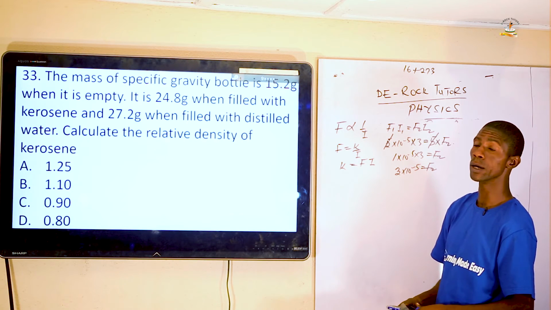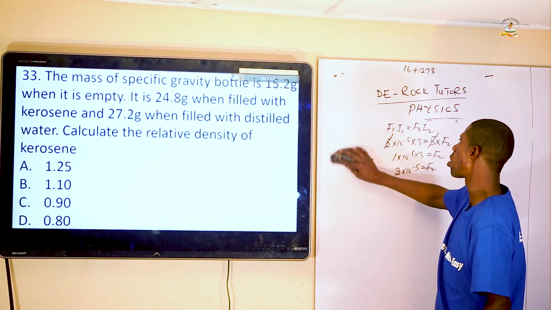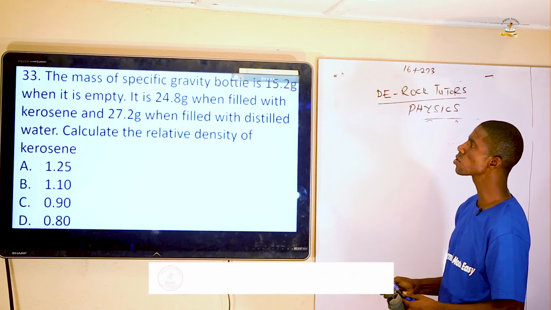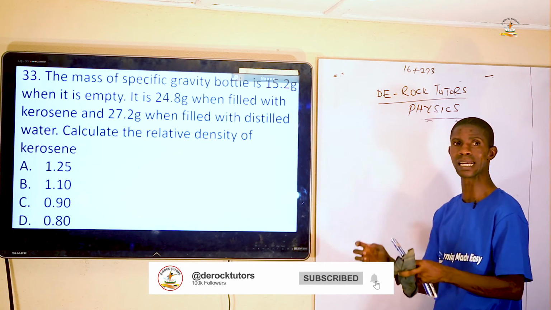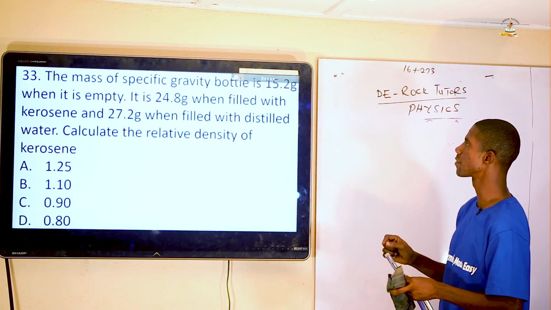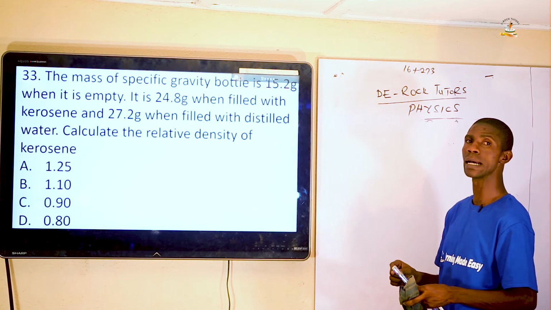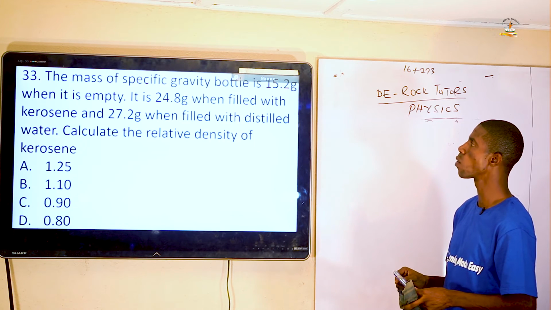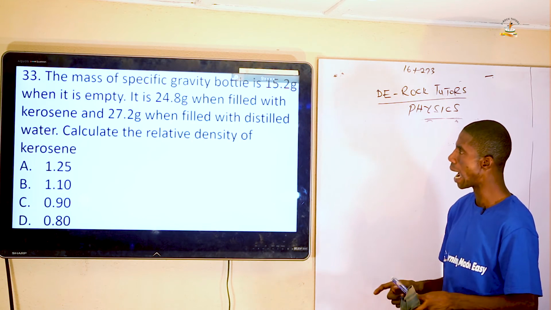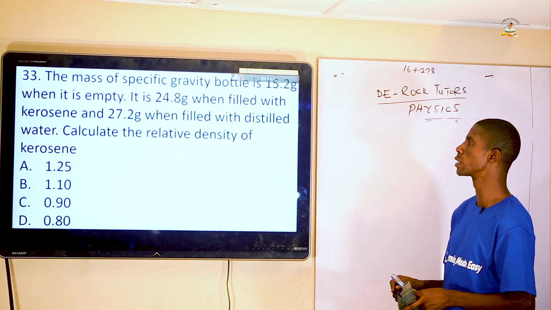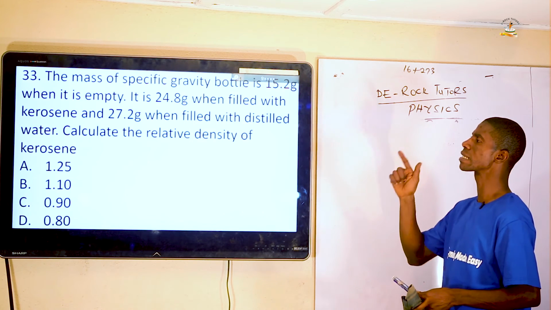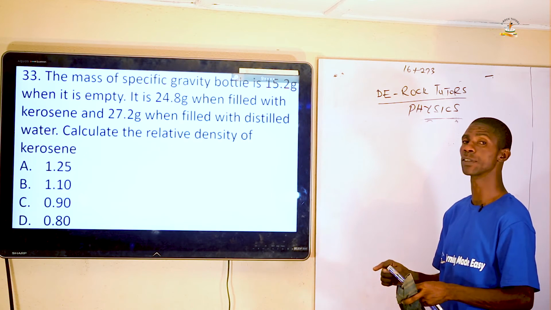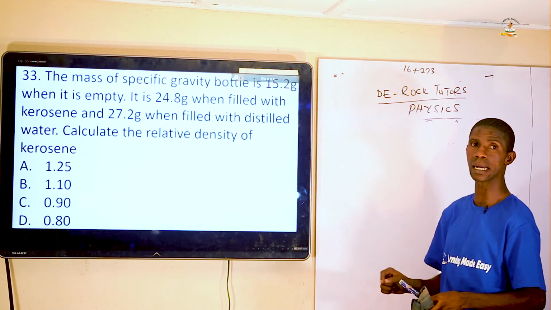So this one will go back. This question will come under relative density. The mass of the specific gravity bottle, that is the empty bottle, we have it as 15.2 grams. When it is filled with kerosene, it is 24.8, and 27.2 when filled with distilled water. Kerosene and water are both liquids, but they are different liquids based on their density.